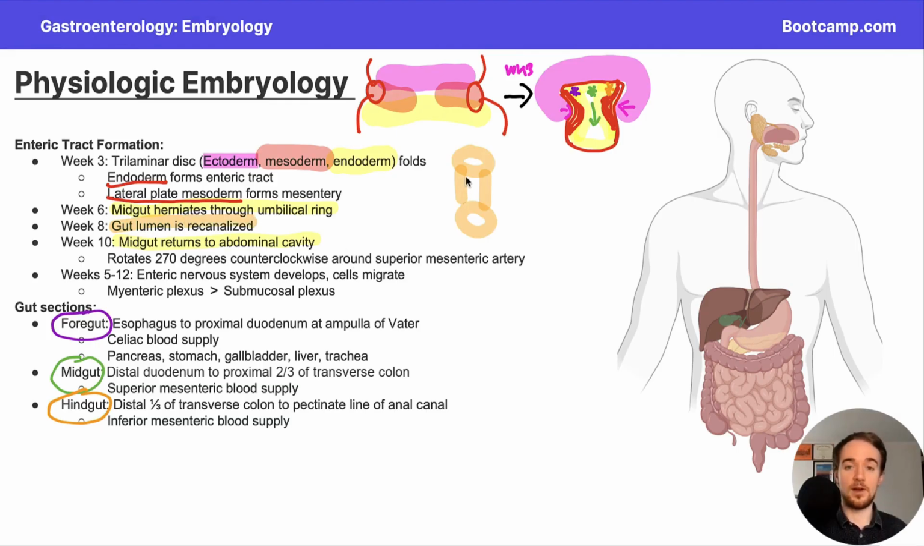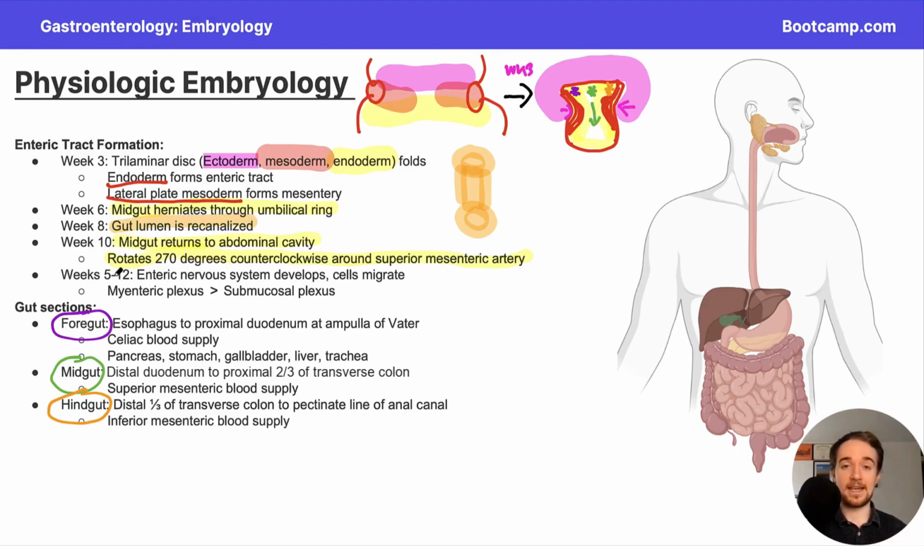In week 6, when you have the first formation of your enteric tube, there's no real lumen to your enteric tube, and that doesn't develop until week 8 when the gut lumen is recanalized. There's also other pathology that includes malrotation, when the midgut doesn't return and properly rotate 270 degrees counterclockwise around the superior mesenteric artery. The midgut rotates 270 degrees counterclockwise around the superior mesenteric artery in order to be framed properly in order to form the structure of the enteric tract in the future so that there's not a bunch of twisting of the intestine.